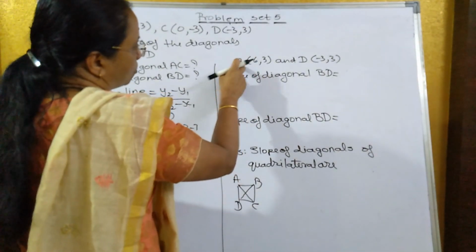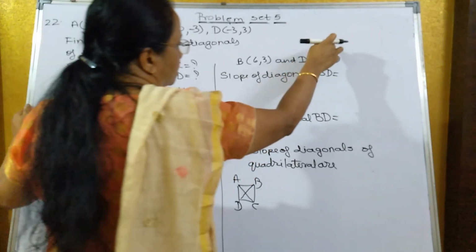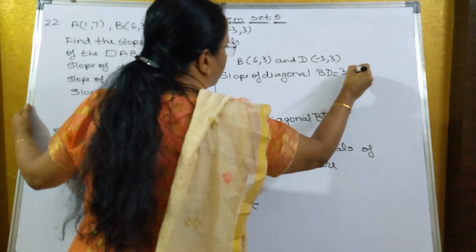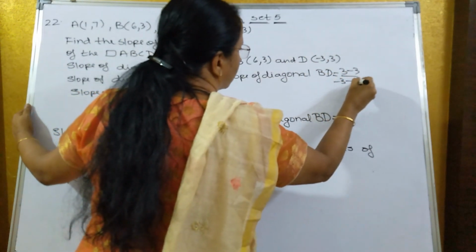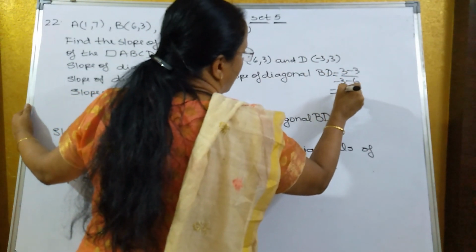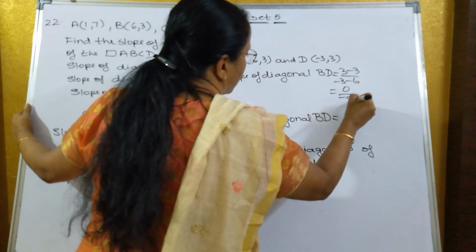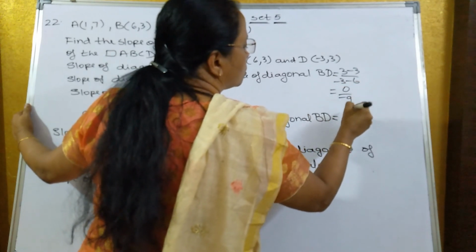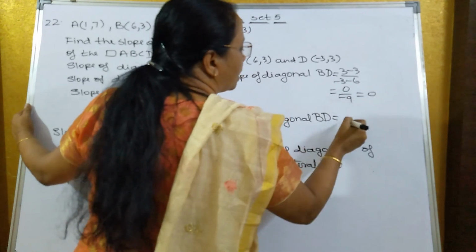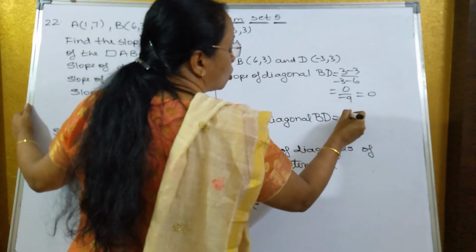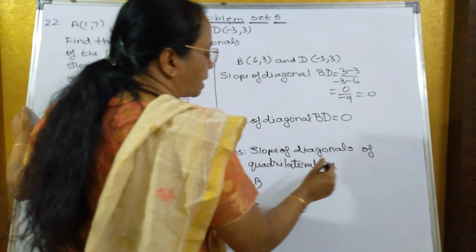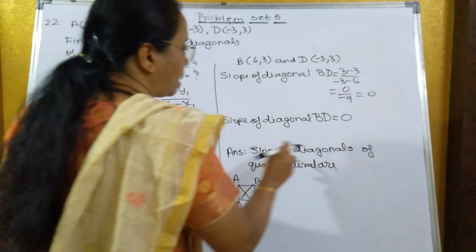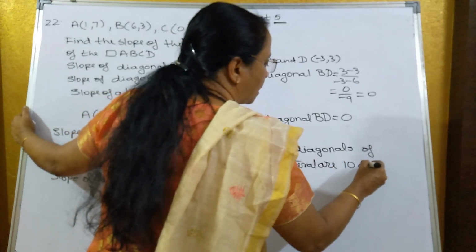Similarly, the slope of diagonal BD. The coordinates of B and D I have written over here. That is 3 minus 3 upon minus 3 minus 6, which is 0 upon minus 9. So that is equal to 0. So the slope of the diagonal BD is 0. So the slopes of the diagonals of the quadrilateral are 10 and 0.